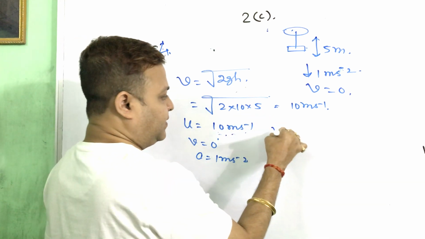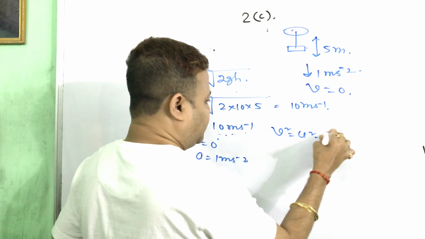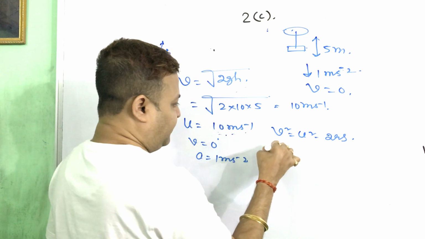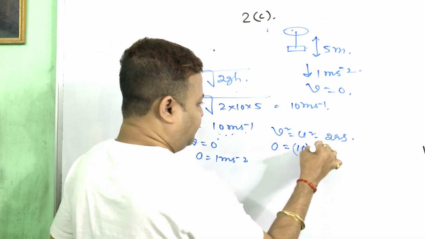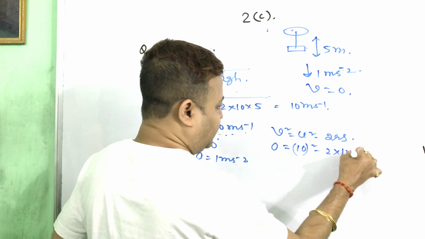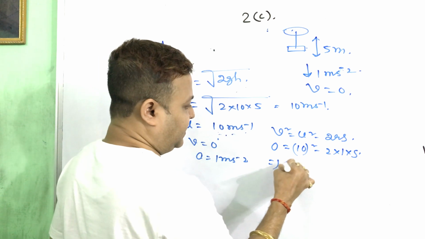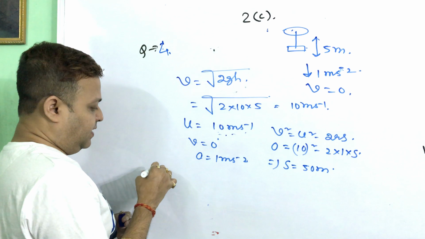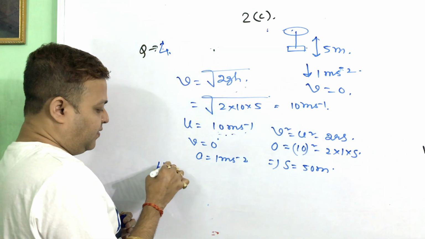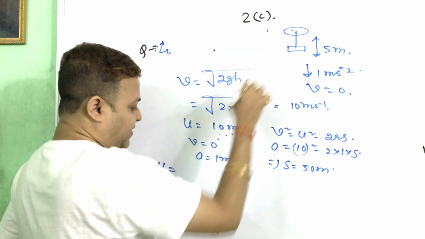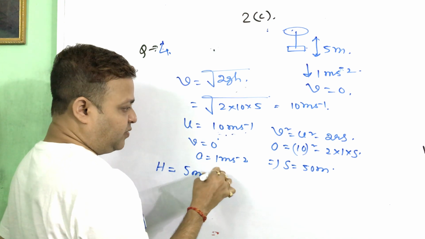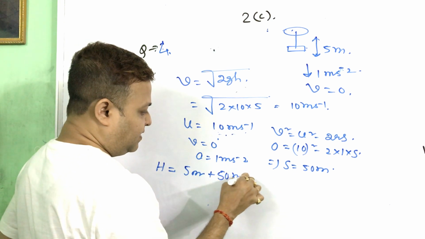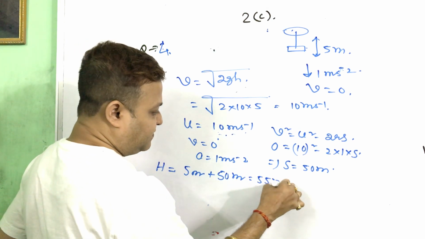Then what is the distance covered by the body? V square equal to u square minus 2as. V is 0, u is 10, minus 2 into a into s, that is s equal to 50 meter. So the total distance covered is, first one is 5 meter, after 5 meter the parachute is open, and this is 50 meter with retardation, that is 55 meter.